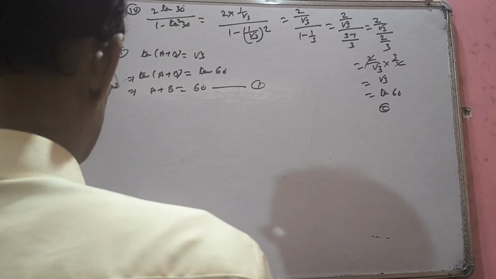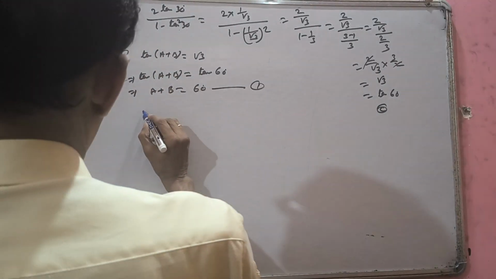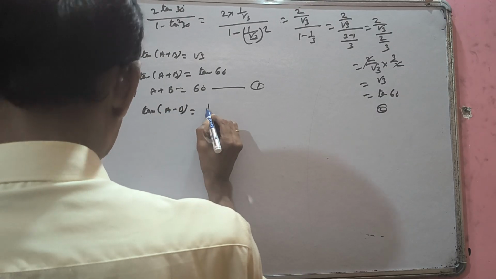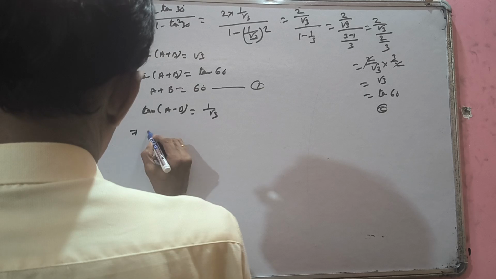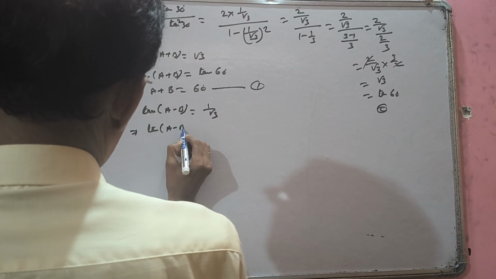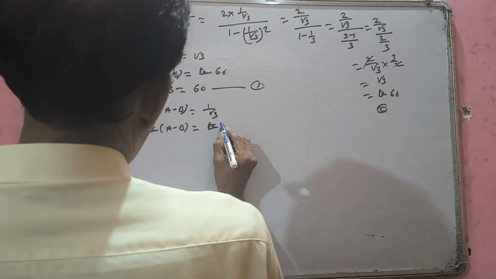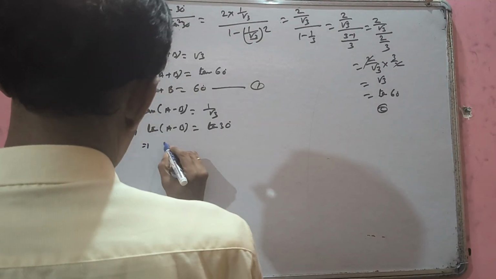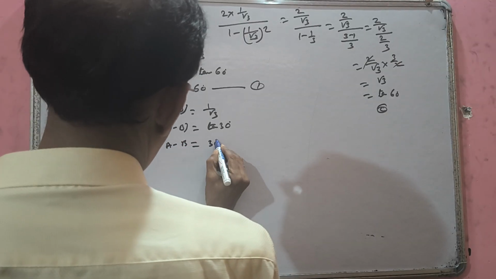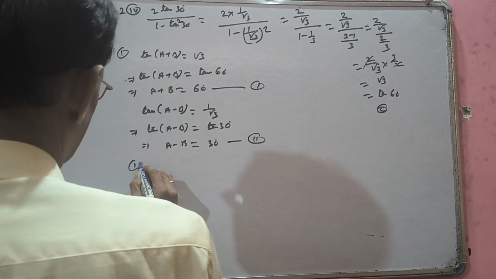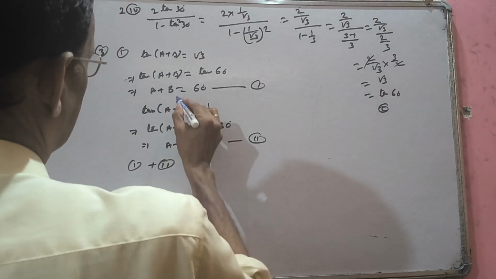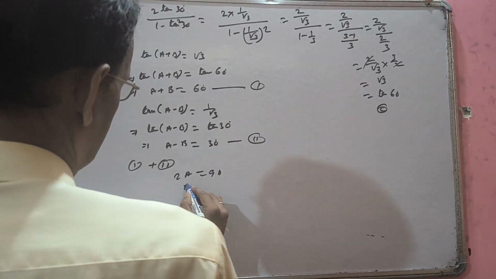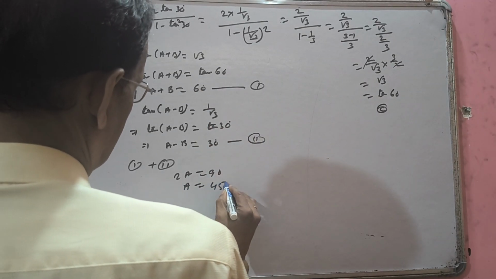Okay. Then the second condition is given. Tan A minus B equal to 1 by root 3. So this implies tan A minus B equal to tan 30 degree, 1 by root 3. So we will get A minus B equal to 30 degree. This is equation 2. Then we will add 1 and 2. Adding, how much do we get? B cancel. Twice A equal to 60 plus 30, 90. So what will you get? A equal to 45 degree.